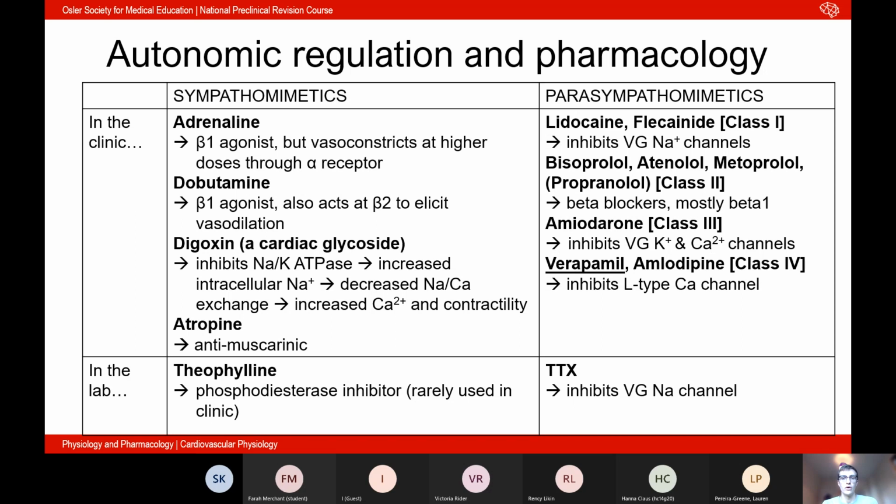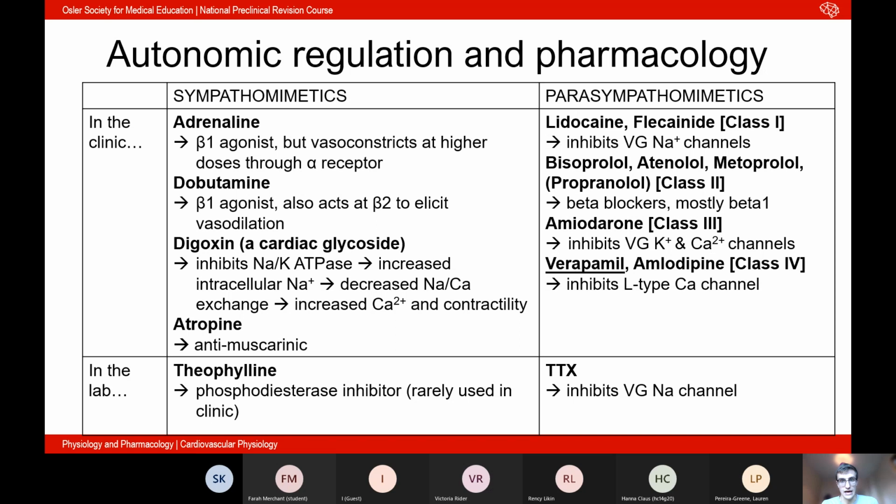And also on the parasympathetic side, these parasympathomimetics are useful to slow down the heart if you have an arrhythmia, for example, and you get this classification of antiarrhythmic drugs, which we use in clinical practice, which you can see here. So class 1 is your local anesthetics, class 2 are your beta blockers. Beta blockers mostly act at that beta 1 receptor on the heart, and they are also used to lower your blood pressure.